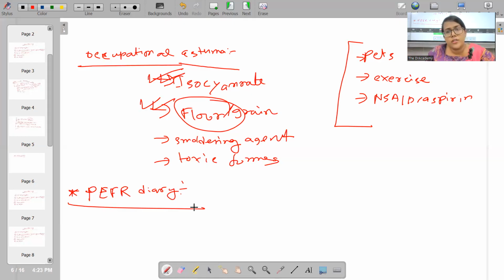So the most important management for occupational asthma is to consider job modification. Secondly, using personal protective equipment. Third is to refrain from further exposure, okay? So we are not starting treatment in occupational asthma, all right? What we are trying to do is avoid the trigger, consider job modification and use personal protective equipment. All right.